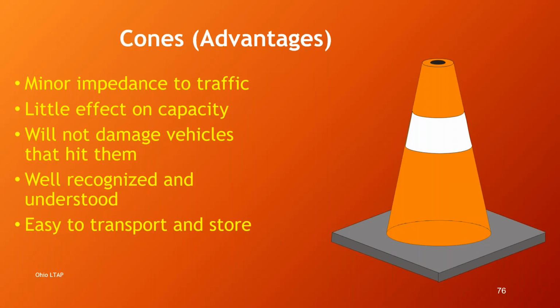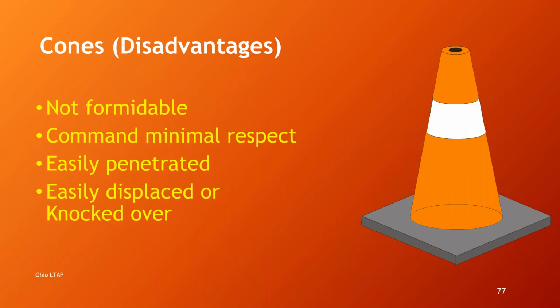And so there's a lot of advantages to cones. They have minor impedance to traffic, little effect on capacity, will not damage vehicles that hit them, well recognized and understood, as long as people see them, right? And easy to transport and store, but there are some disadvantages. They're not formidable. They don't scare the people as much as the orange barrels do.